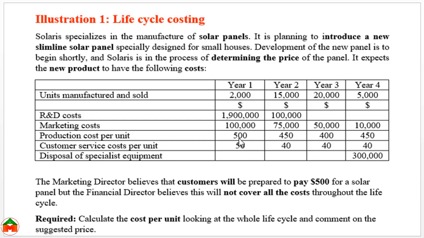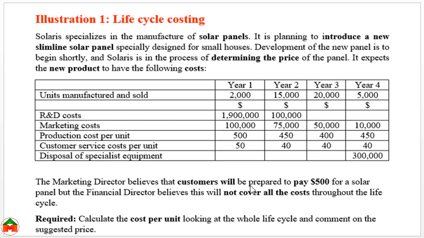You need to estimate this cost by consulting with the related employees of the company, and you can estimate the units of sale by doing the market analysis. However, we can see the marketing director believes that customers will be prepared to pay $500 for a solar panel. But the financial director believes this will not cover all the cost. If you consider all the cost, then this 500 is the selling price, but the per unit cost will be higher than the 500.